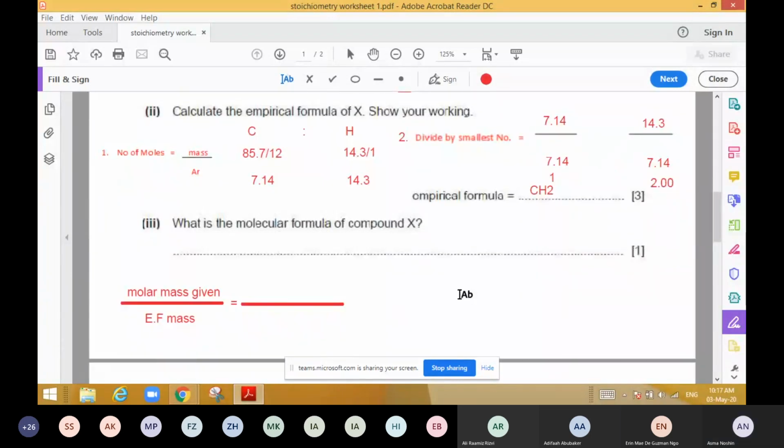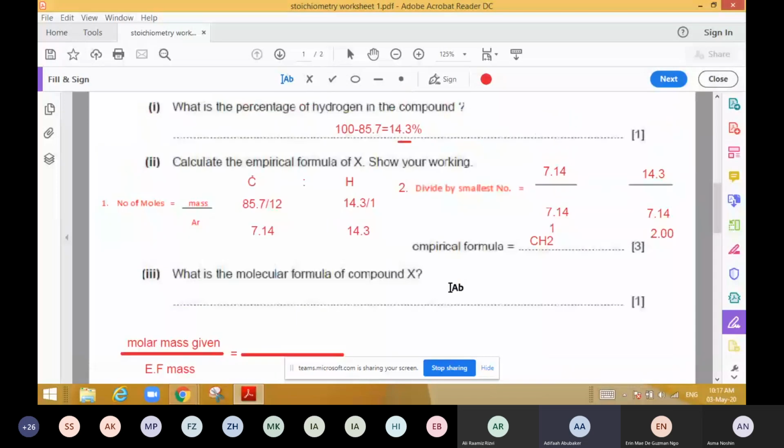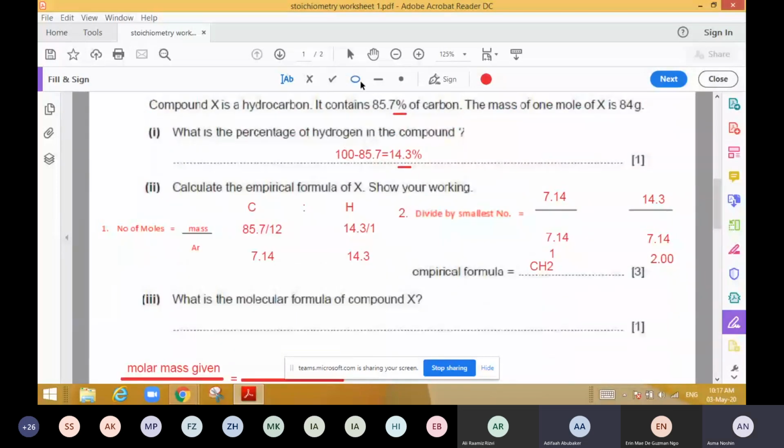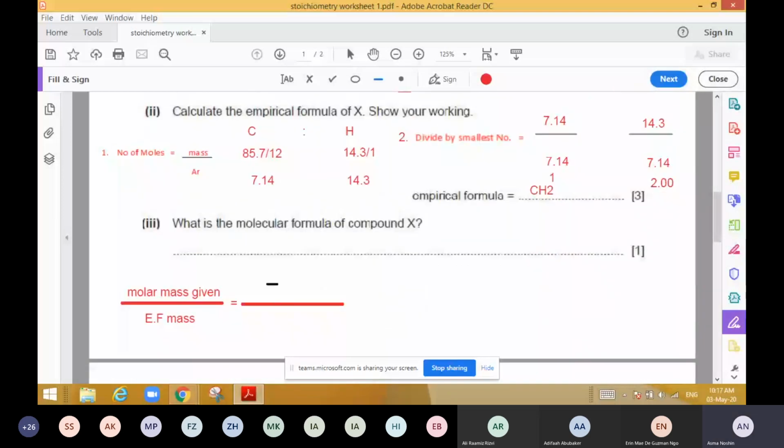What will it be? We got the empirical formula. You have to divide the mass given, which I think was 84. Over here you see the mass given to you, that is 84. So what will you do over here on the top? You will write 84.